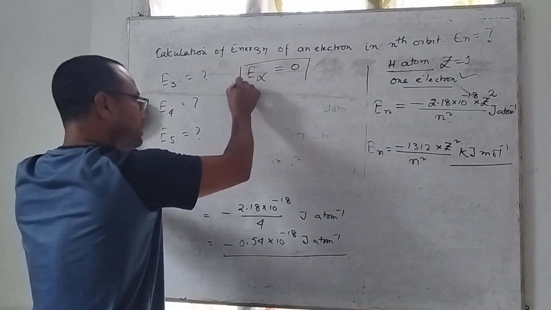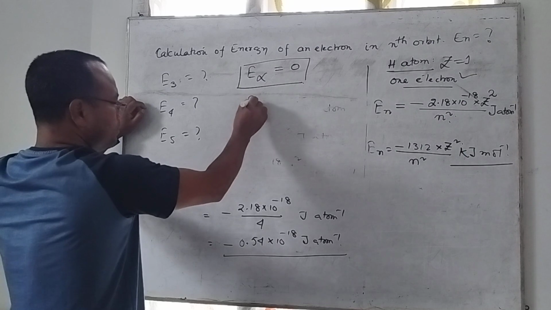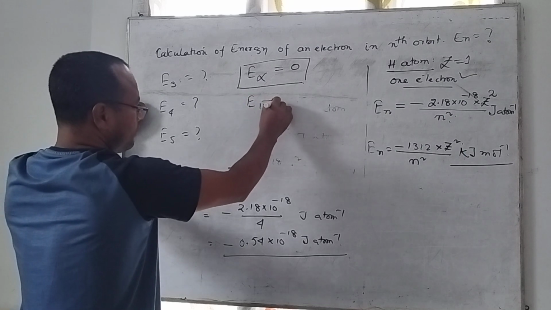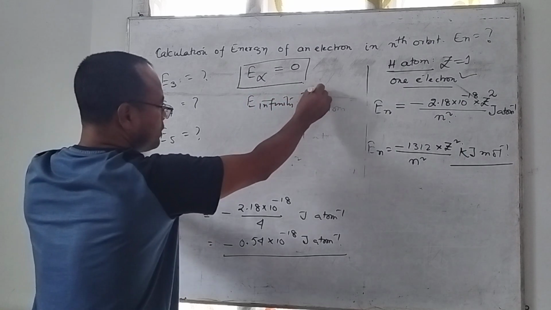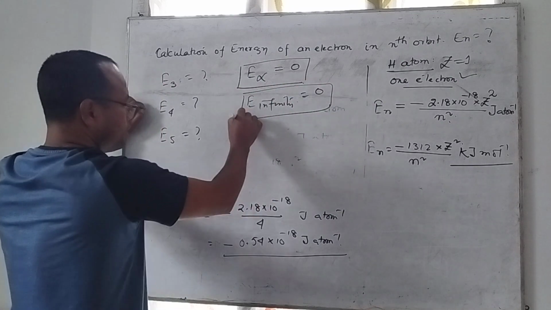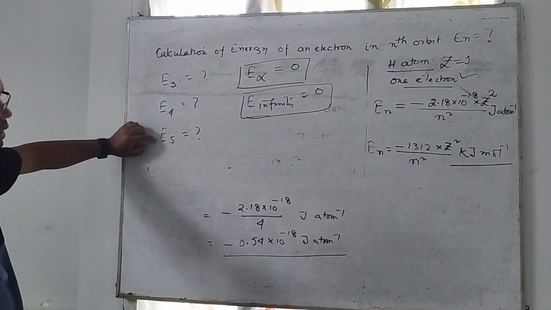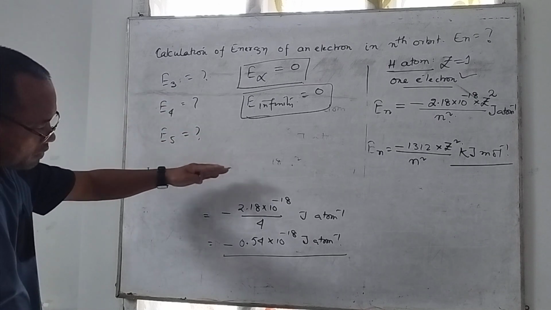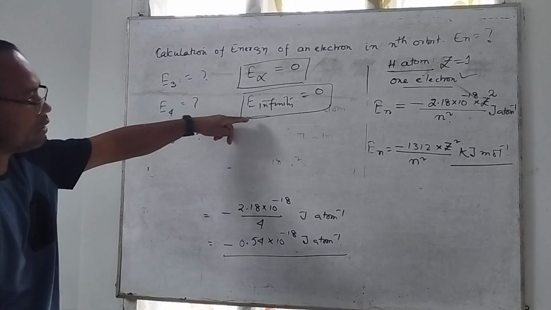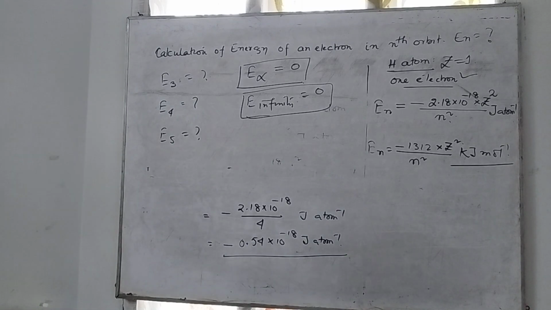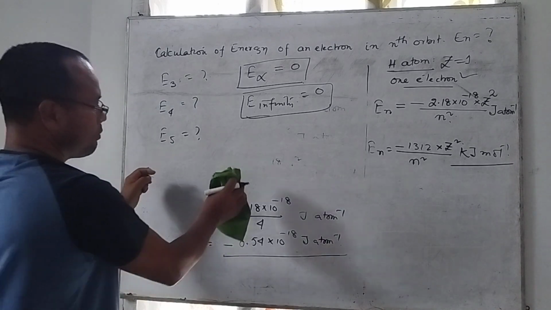So don't forget, this is the E infinity. How much energy? That is 0. So when we calculate for 3, for 4, for 5, that means the energy comes down and down. At the final, the energy will be 0. So please remember that.